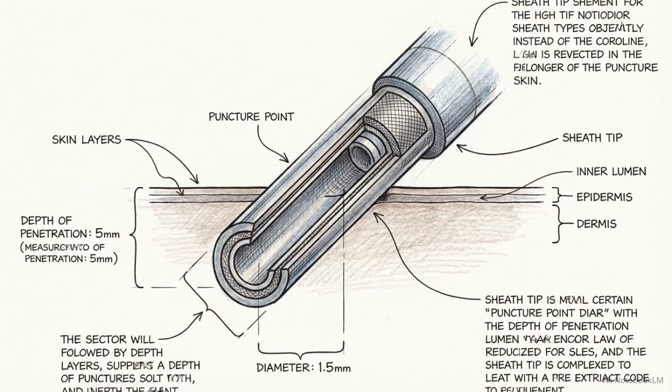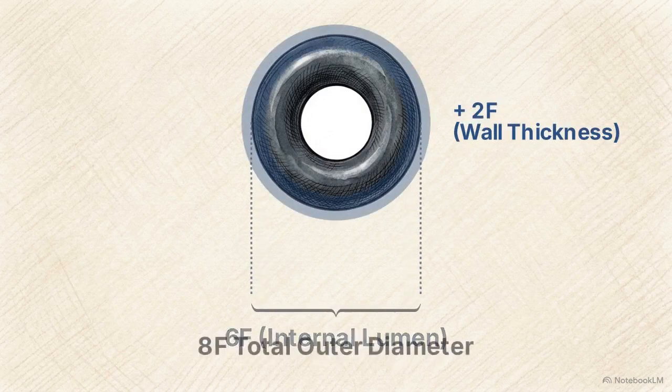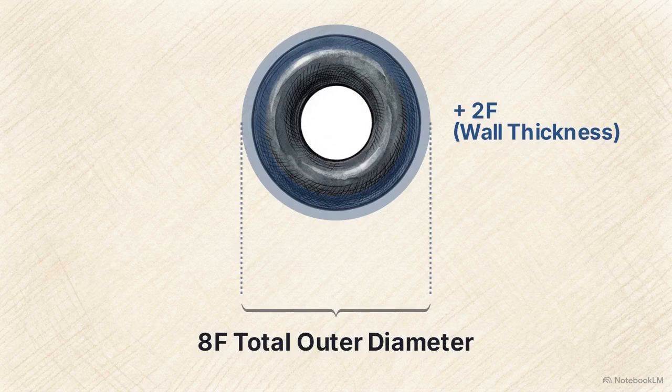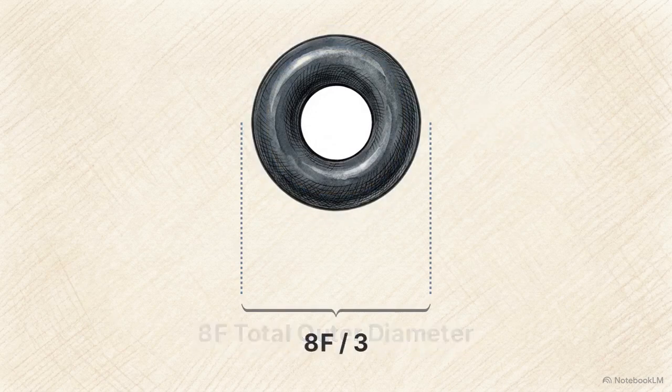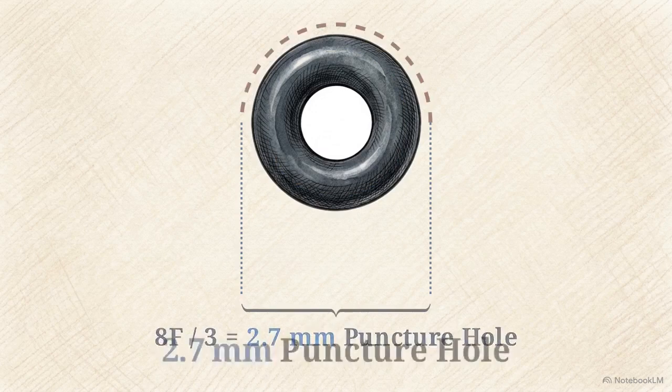Let's apply this to a common scenario, calculating the exact puncture hole in millimeters created by a standard 6 French sheath. In our first calculation, 6 French refers to the inner diameter. Adding the 2 French wall thickness gives a total outer diameter of 8 French. Dividing that 8 French total by 3 to convert to millimeters, we find it creates a 2.7 millimeter puncture hole.